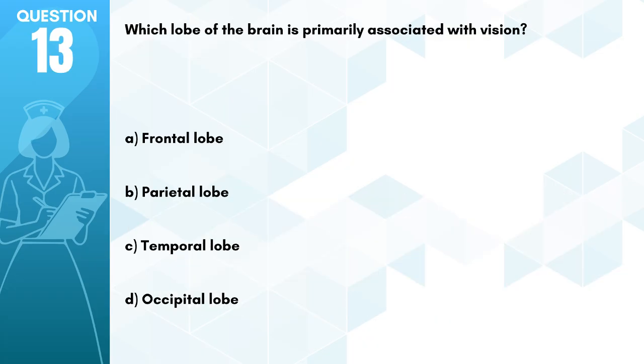Question 13. Which lobe of the brain is primarily associated with vision? A. Frontal lobe, B. Parietal lobe, C. Temporal lobe, D. Occipital lobe.